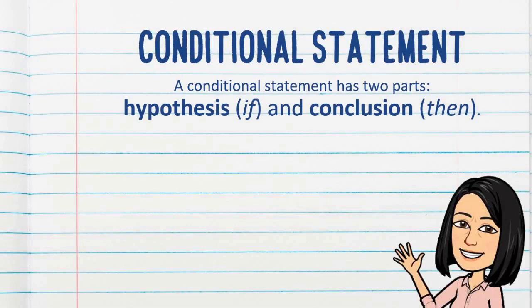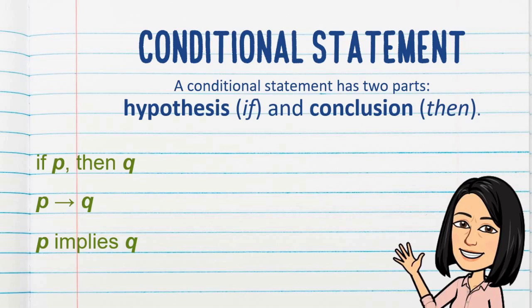Again, a conditional statement has two parts, hypothesis and the conclusion. It is the same in mathematics. So, we usually write it this way: If P, then Q. Sometimes you will see it written this way, P, arrow Q. When we read that, P implies Q. So, we have if and then. That is why conditional statements are also called if-then statements.